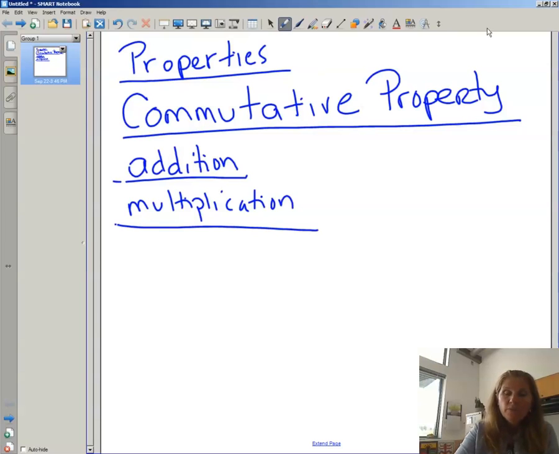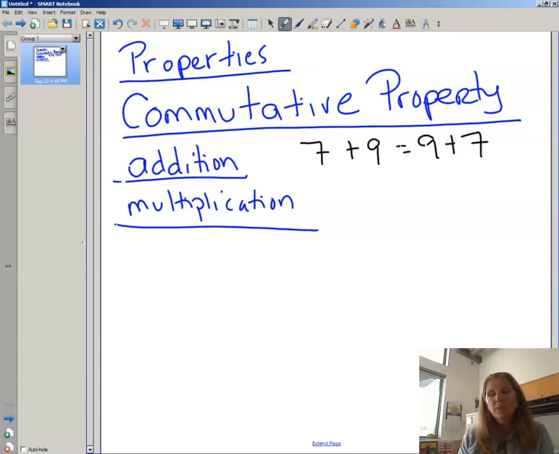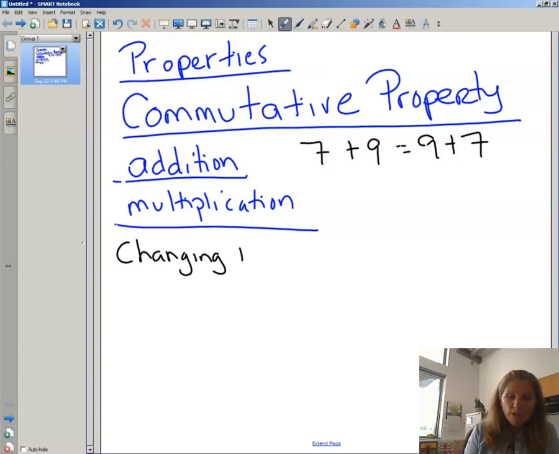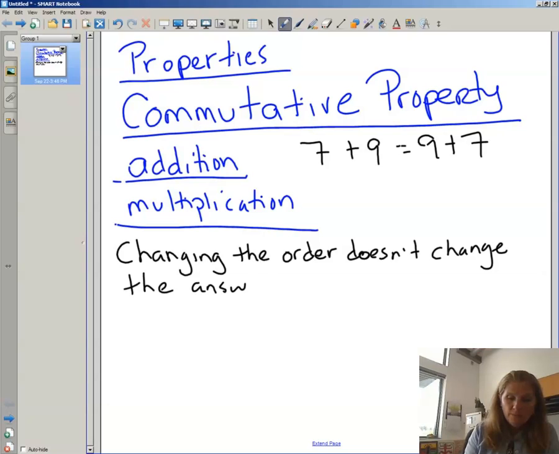For addition, it looks like this. 7 plus 9 is equal to 9 plus 7. In other words, if you want to write this in words, you could write it as changing the order doesn't change the answer. All right, that's what the commutative property says. Changing the order doesn't change the answer. 7 plus 9 is the same as 9 plus 7.